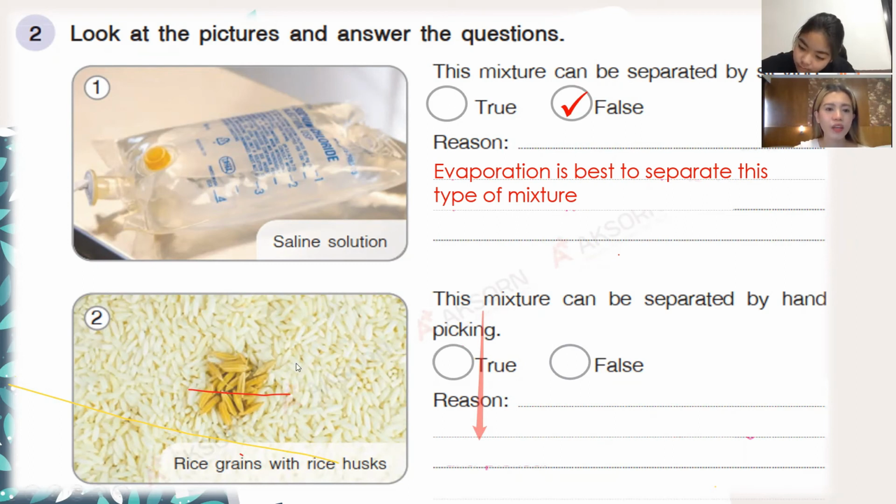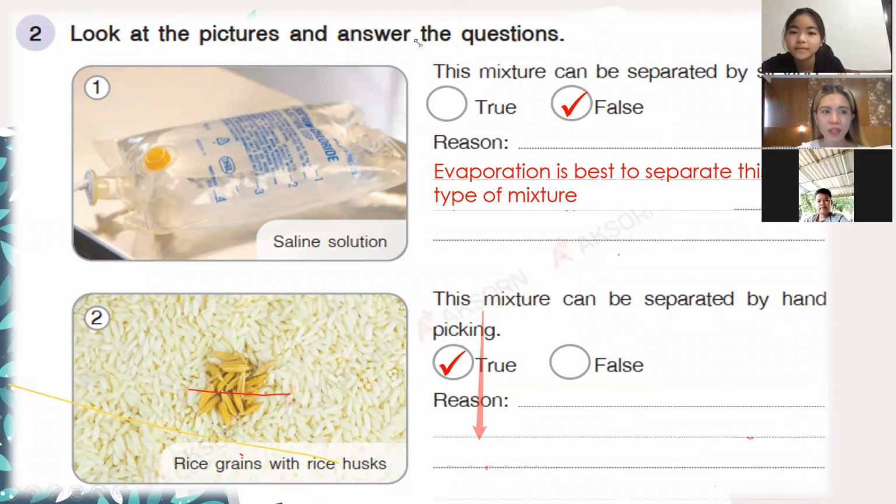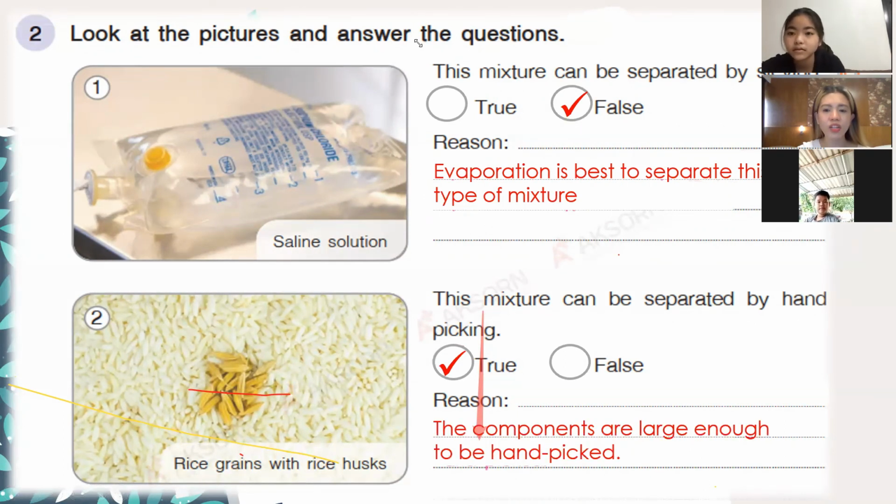Okay, number 2. This is a mixture of rice grains with rice husks. The white ones are the rice grains and the brown ones are the rice husks. This mixture can be separated by hand picking. True or false? True. What is the reason why? Because it's big enough. Very good. The components are large enough to be hand-picked.